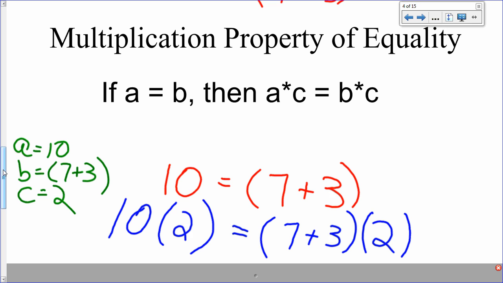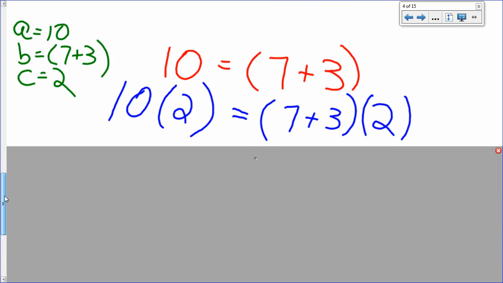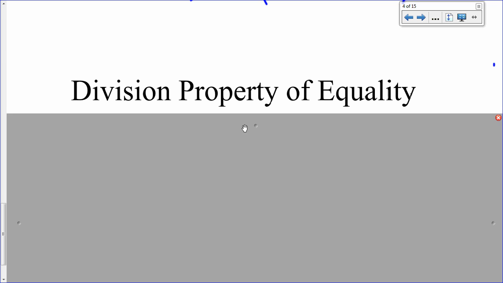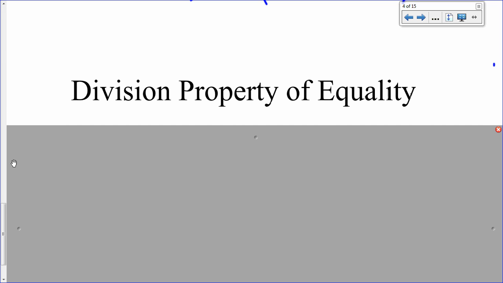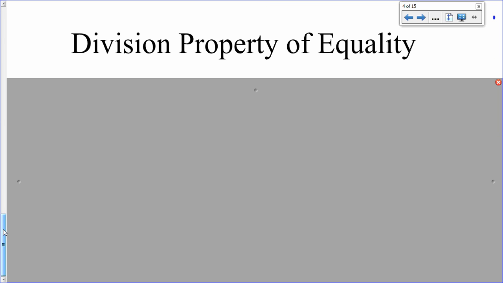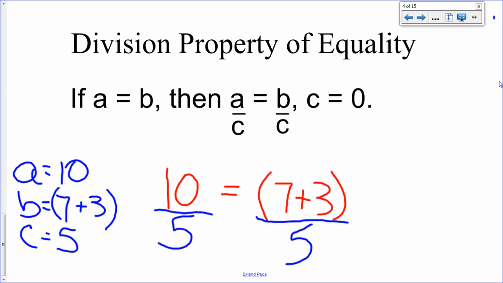Take a guess at what our last property is going to be. Hope you're all saying the division property of equality. By now you can probably figure out what that says as well. If A equals B, then A divided by C has to be equal to B divided by C. And you need to remember, C cannot equal 0. We are not allowed to have zeros in the denominator. By now you should be able to explain why.